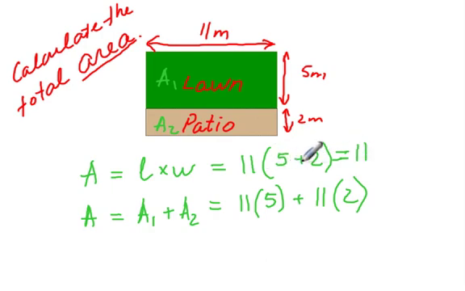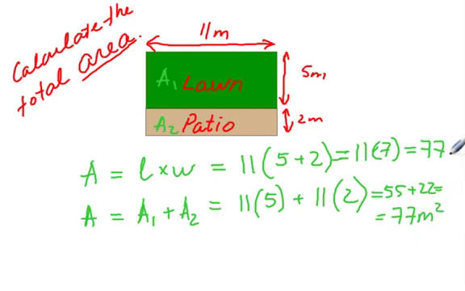11 times 5 plus 2 is 7. So 11 times 7 is 77. And with the second method, 11 times 5 is 55, plus 11 times 2 is 22, and that also equals 77. And we are talking about area, so it's meters square in both cases.